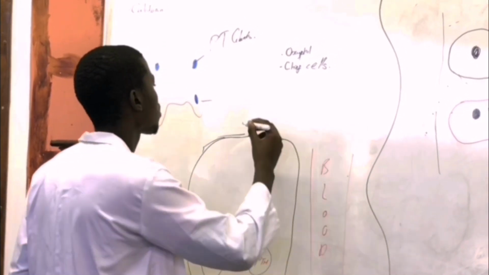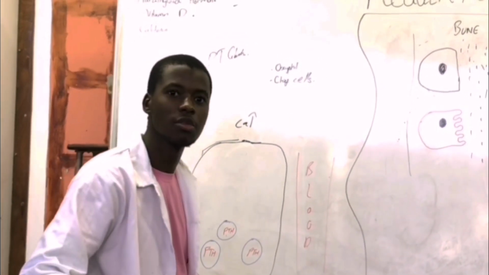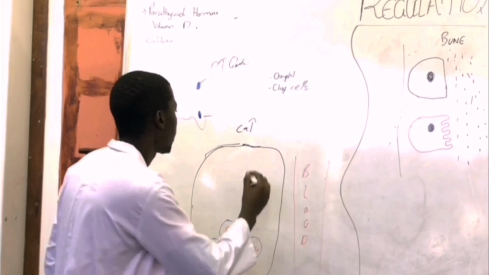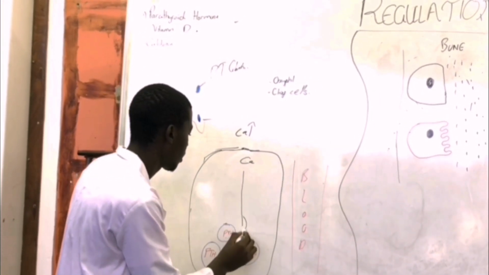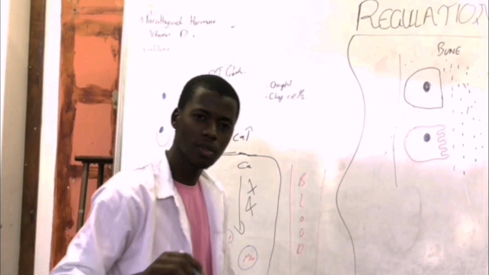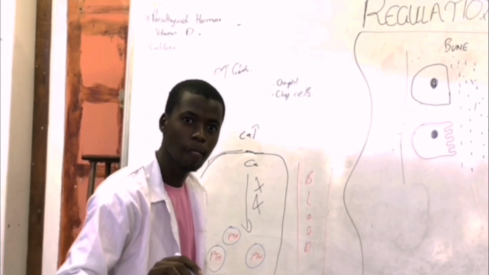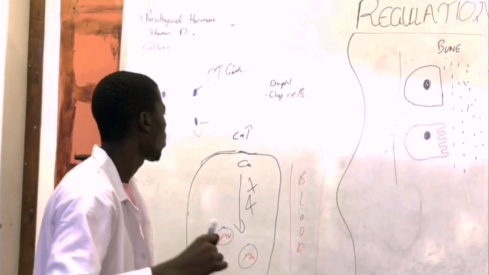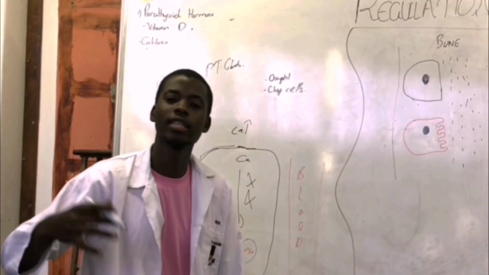So in conditions of high levels of calcium, or when calcium is in its normal range, we have calcium inside the cell inhibiting the release of parathyroid hormone. So it is actually calcium which inhibits the release of the parathyroid hormone when calcium is in its normal range. So what happens when calcium levels decrease?